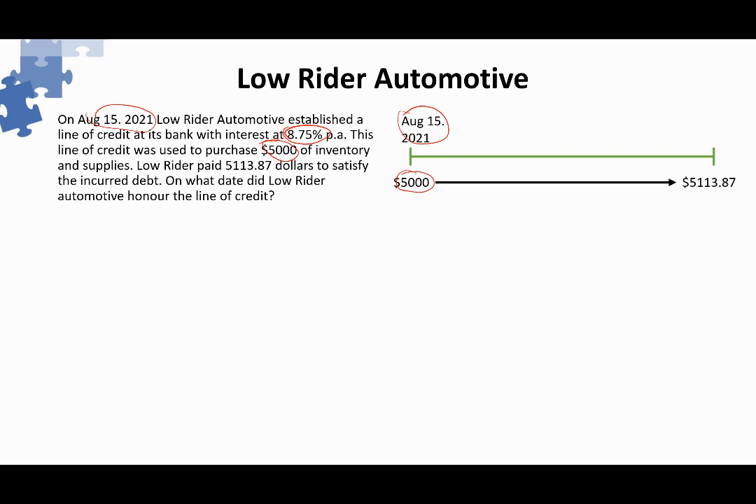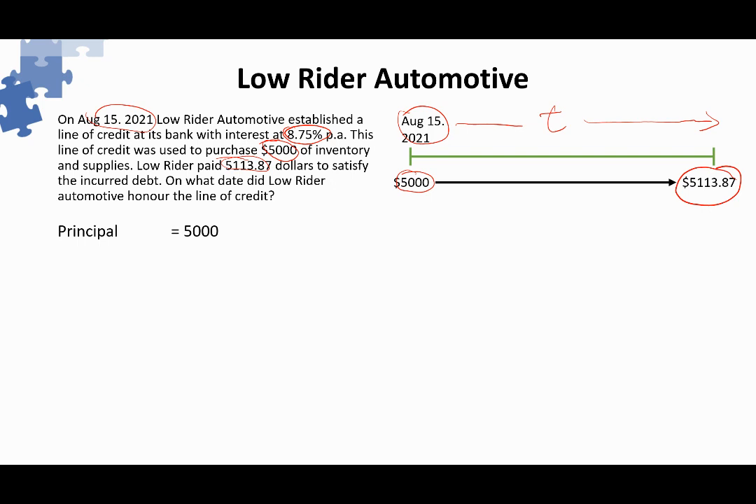Lowrider paid this many dollars to satisfy the debt at the end. So on what date did they satisfy it? So we need to find the time that got us from here to here. And once we know how long that is in years, we can work out to be how many days, and then we can calculate the date, right?